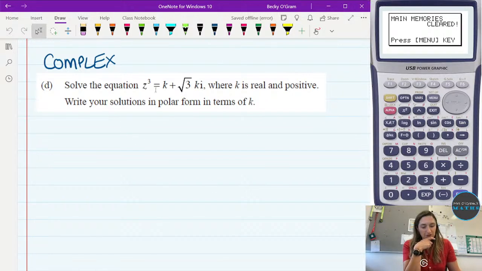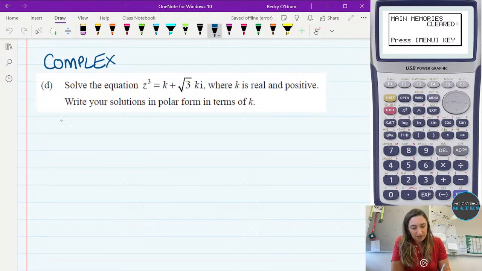All right, so we've got this equation z cubed is equal to this complex number here. We're told k is real and positive, and we want to write our solutions in polar form in terms of k. Now that actually is giving us a clue as to how to approach this. That is first to turn it into polar form, and then we will use de Moivre's theorem to be able to find the roots.